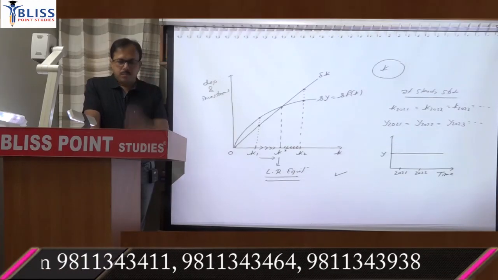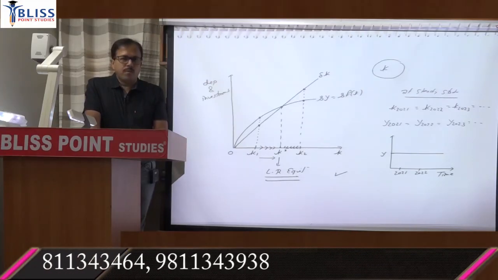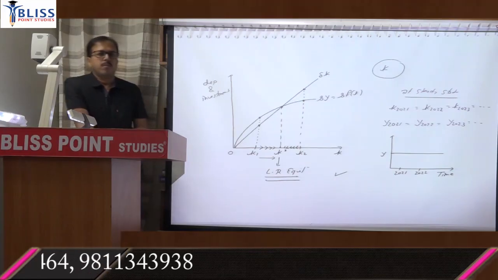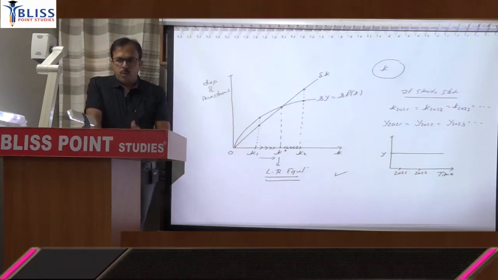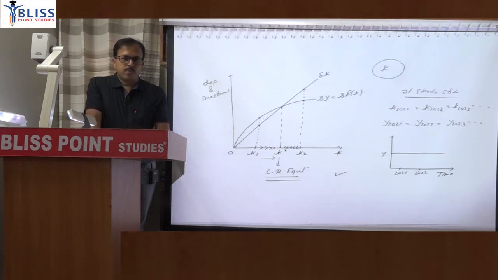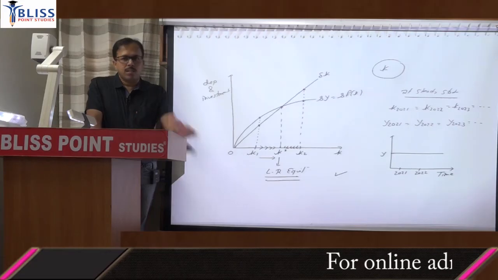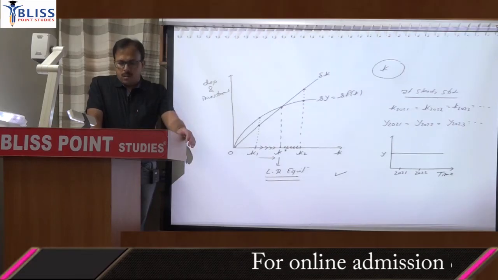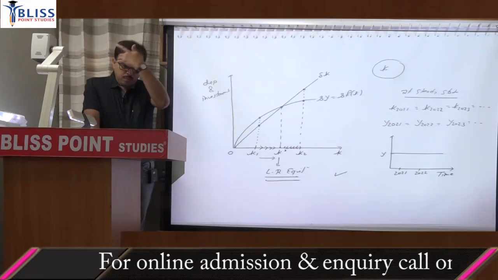So it means economic growth is an outcome of accumulating more capital. Underline that sentence. It means economic growth is an outcome of accumulating more capital.